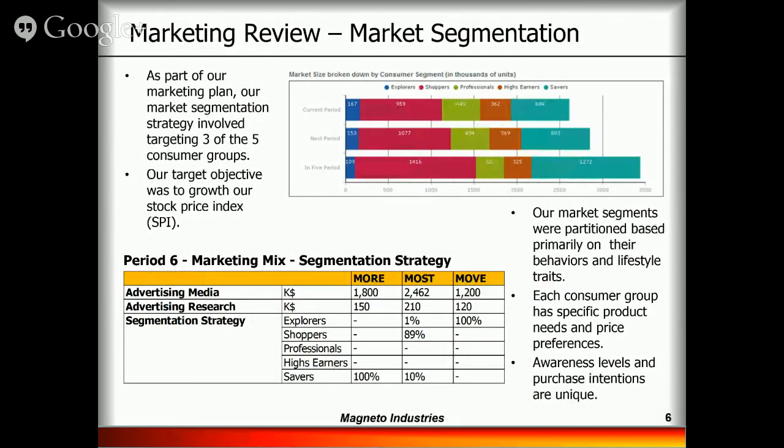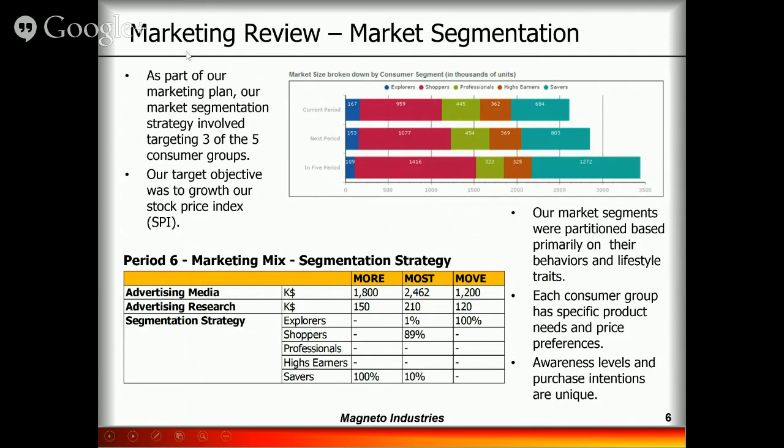So switching gears now to look at the company from a marketing perspective. As part of our marketing plan, as I mentioned, we targeted 3 of the 5 consumer groups. I selected those groups for a couple of reasons. One is, as you can see from the chart at the top of the PowerPoint slide, the savers market was forecasted to grow the largest in the next 5 years. So as a result, I knew that was one of the segments that I would go after.